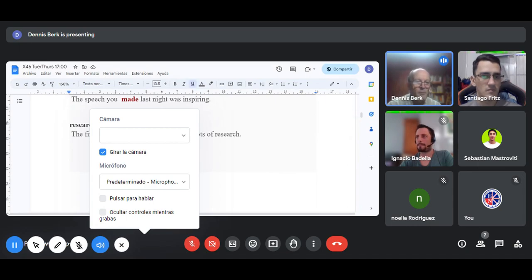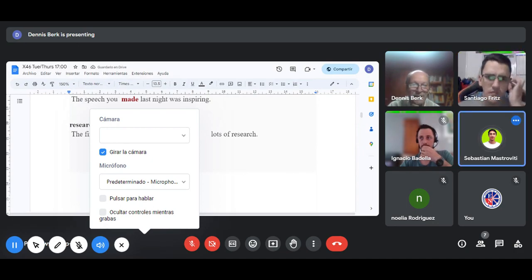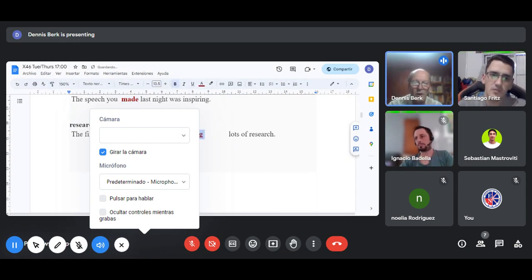Research: the first stage of the project involves doing or making a lot of research. Santiago, the first stage of this project involves, it's like an action. So making or doing? It's doing, because it's an action. So you're doing lots of research.